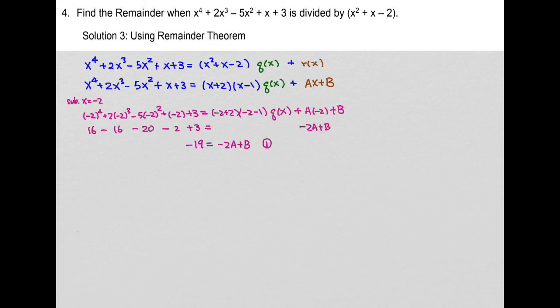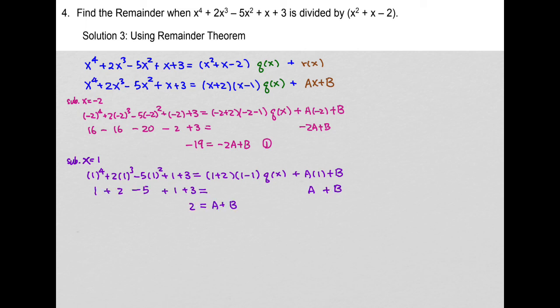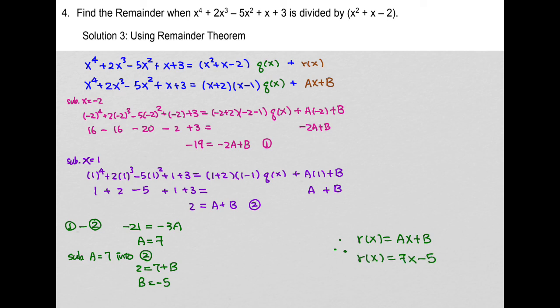Then we are going to substitute x equals 1 into the division statement. And after we expand and simplify, we're going to get 2 equals a plus b. Now that's labeled as equation 2. By looking at those two equations, I noticed they both have a positive 1b. That means I can use subtraction between the equations to eliminate the variable b. So I'm going to do equation 1 minus equation 2. Now I get negative 21 equals negative 3a, so a equals 7. Substitute a equals 7 into equation 2. Now we get b equals negative 5. Therefore, we know the remainder will be 7x minus 5.